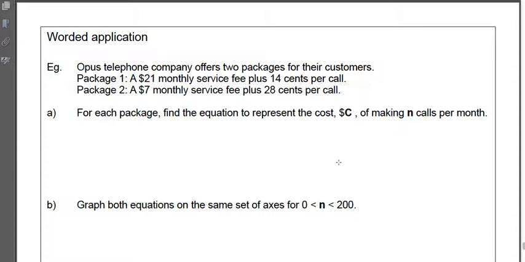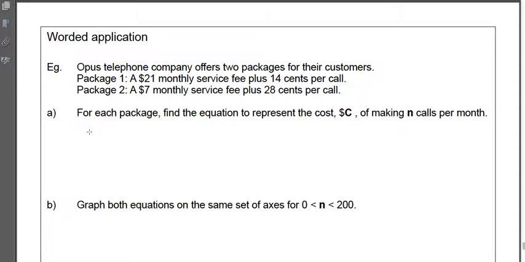Okay, here we have finally, to finish off, a worded application question. So you'll see how simultaneous equations actually relate to worded questions. So what we've got here is a telephone company that's offering 2 different packages for their customers. This first one's got a $21 monthly service fee, and then each call is going to cost you 14 cents. The second package has a cheaper service fee, so only $7, but the cost per call is actually double. It's 28 cents per call. So what we're going to do is write an equation to represent each of these packages in terms of the total cost for a particular number of calls that you make.